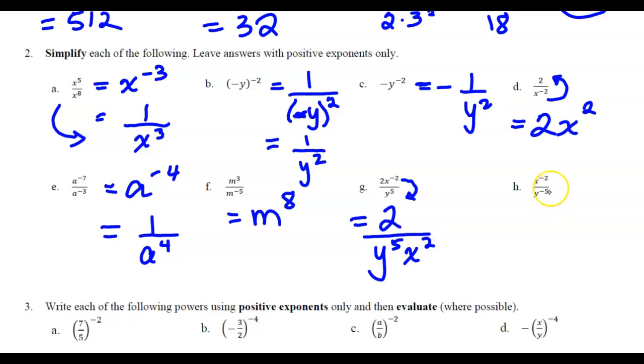So here, we can't simplify this. They're not the same base, so we have to move them. So this goes down to the denominator, and this goes to the numerator. So that'll be y to the positive 5 over x to the positive 2.